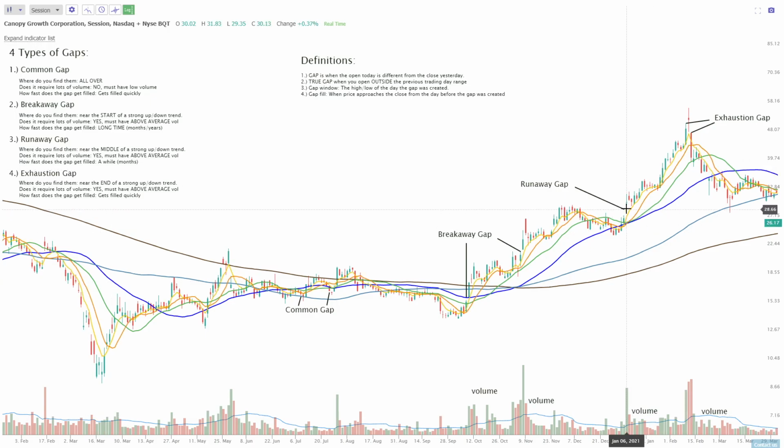So for example, right here on January 6th, price opened up at $29. The day before closed at 27. So that's definitely a gap. The question is, what type of gap is that?